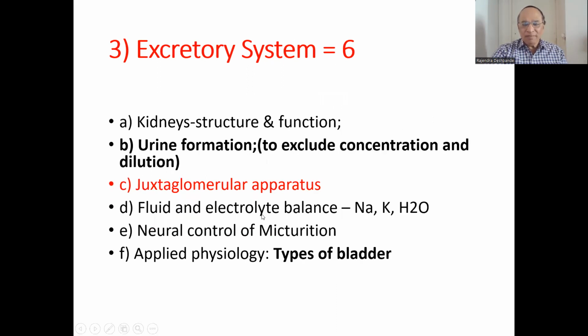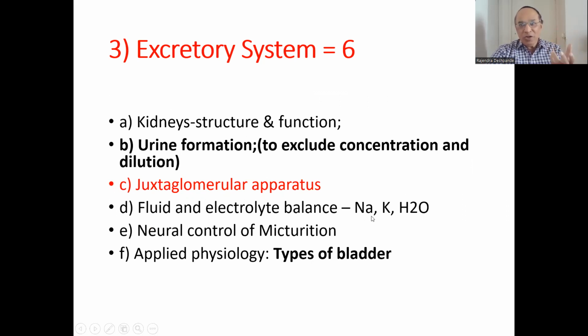Physiology of voluntary movement. Next is the third part of the syllabus, physiology. Excretory system, kidney, structure and function. The glomerulus, you know, is a structural and functional unit of the nephron, which is the structural and functional unit of the kidney. Urine formation; the concentration and dilution topics are not there.